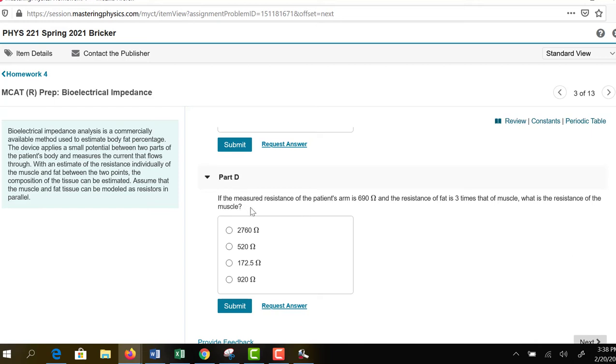Okay, and then here, if the measured resistance is 690 and the resistance of fat is 3 times that of muscle, what is the resistance of muscle? Okay, so I'll leave, well, maybe we can set this one up. Here's the total equivalent resistance, 690. So if the equivalent resistance is 690 and the resistance of fat is 3 times that of muscle, what is the resistance of muscle? Okay, let's actually work this one out. This is kind of a fun problem too.